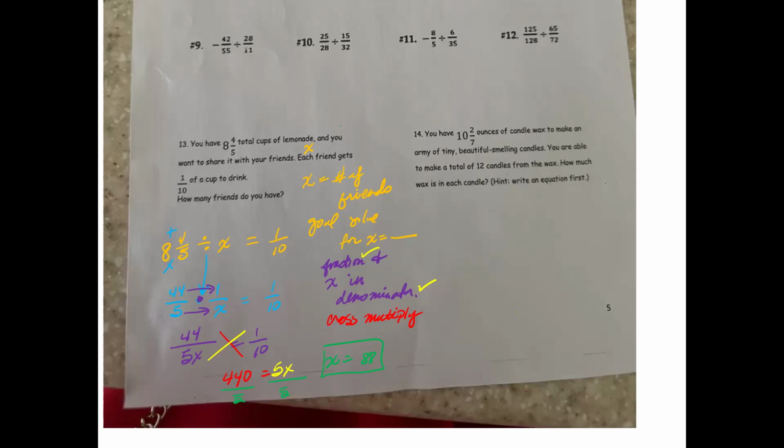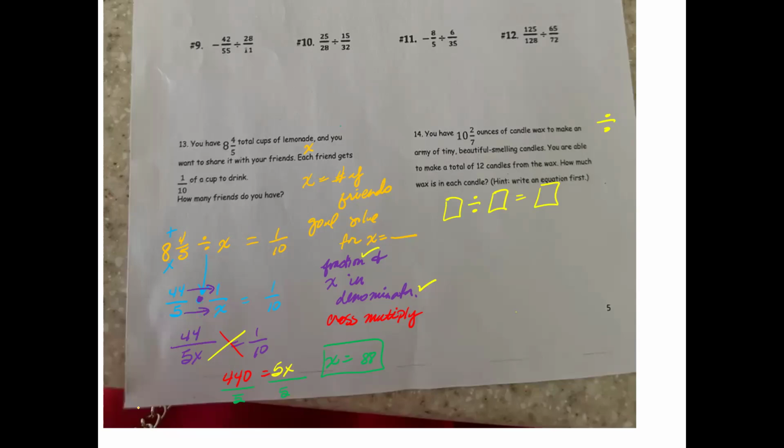No, not adding. You have the total amount of wax that you have. You want to make 12 candles, right? So we know it's a division problem. Now we have to figure out what divided by what equals what. You've got two numbers, and one of them has to be an X. Which number goes where? Think about the question.